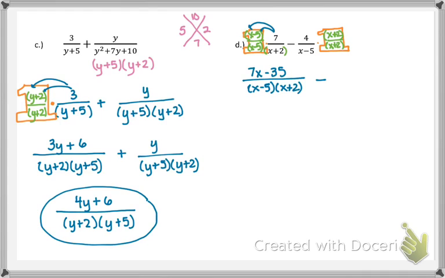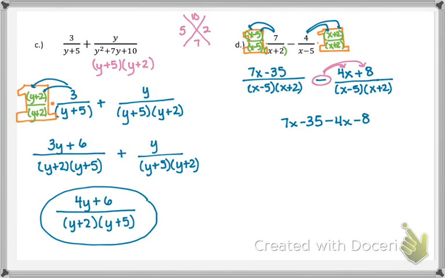And then minus, I'm going to distribute that 4 through, 4x plus 8 over x minus 5 times x plus 2. And now that we have a common denominator, we can go ahead and combine the numerator. And now when you do that, I want you guys to be careful, because when you're subtracting just one term, that's easy. You just subtract it, right? But here we're subtracting. Don't forget you're subtracting the 4x, and you're also subtracting the 8. So you're subtracting two things here. And I'm just going to rewrite it. That might help you so you don't mess up with the signs. 7x minus 35 minus 4x and minus 8, all over x minus 5 times x plus 2.